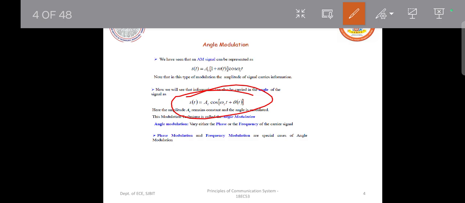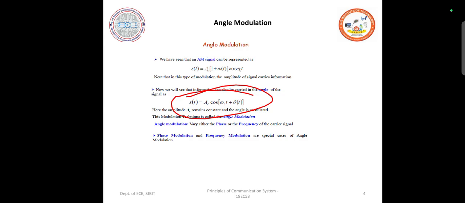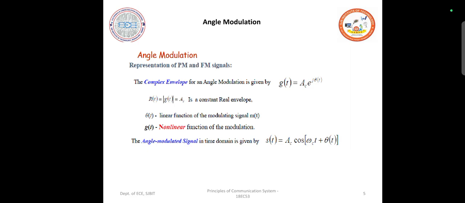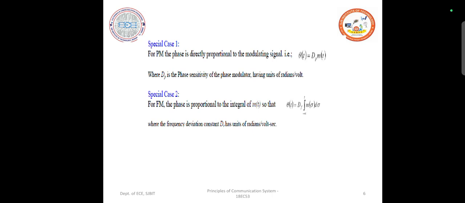This ωc t + θ(t), which in total is the angle part, can make either the phase or the frequency change. So how do you represent the angle modulated signal? We have already discussed this. For phase modulation, the phase is directly proportional to the modulating signal, that is θ(t) = kp m(t). For frequency modulation, the phase is proportional to the integral of m(t), so that θ(t) = df ∫ from −∞ to t of m(σ) dσ, where the frequency deviation constant df has units of radians per volt-second. This deviation is very important.